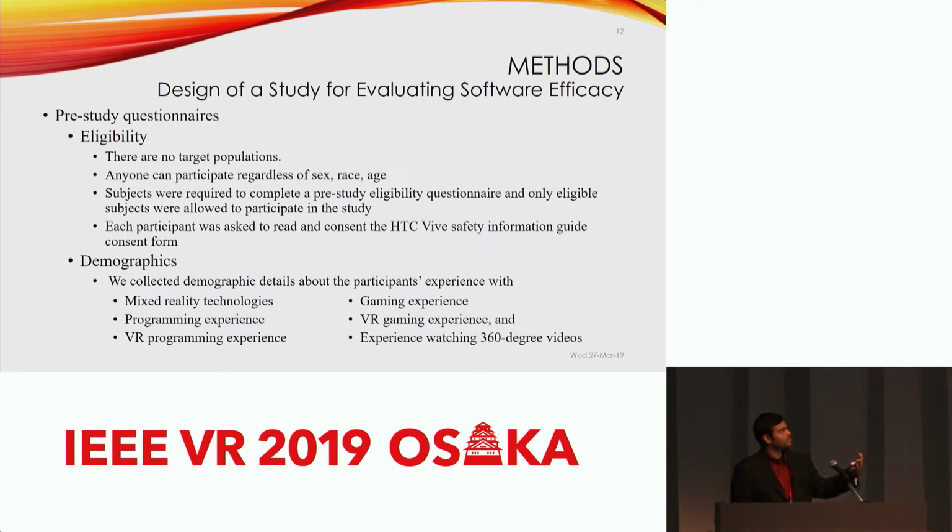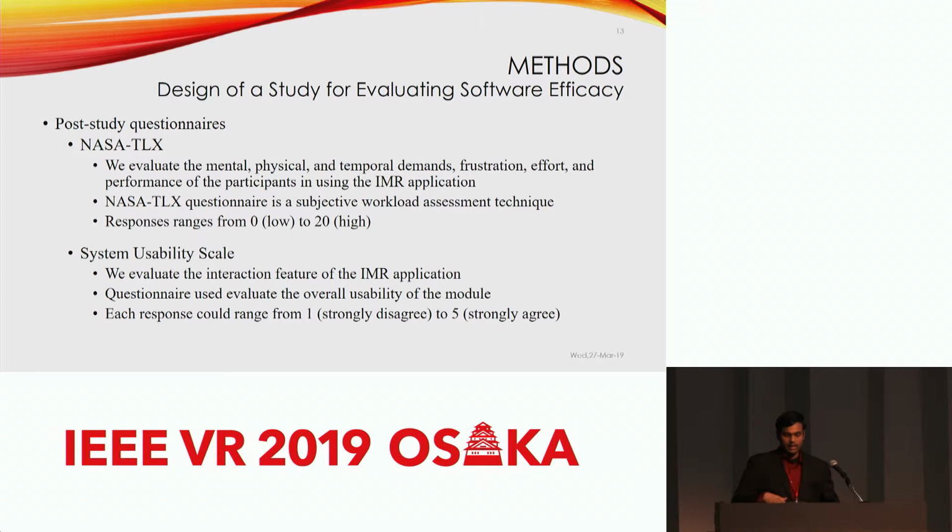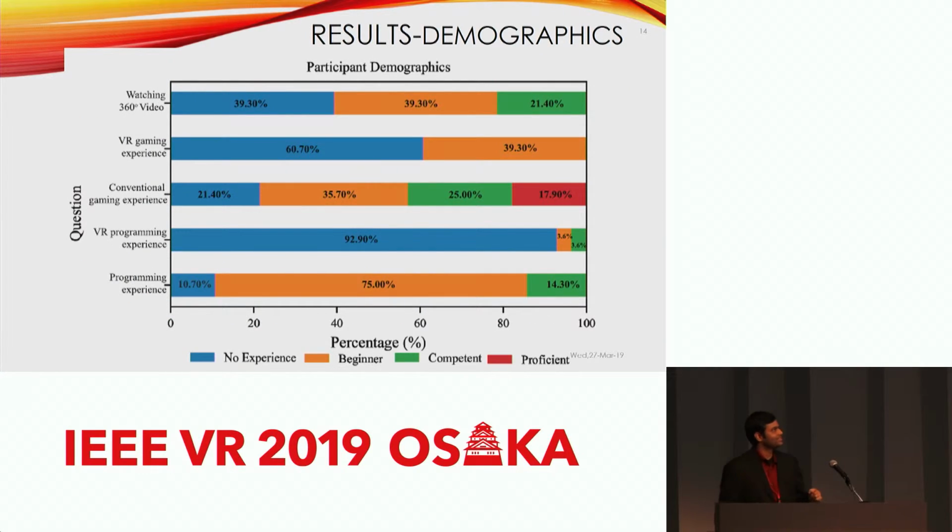There were detailed descriptions on how we chose the students, what the eligibility criteria were, the demographic details, and what we were trying to collect from the users before the study. So we tried to see what their experience is related to mixed reality, programming, virtual reality programming, gaming experience, VR gaming experience, and their experience related to watching 360-degree videos. And after their study, we asked them 2 different questionnaires. One is the NASA-TLX, and the second one is the System Usability Scale. These are standard instruments, and I'm running short of time, so I will try to rush through the results now.